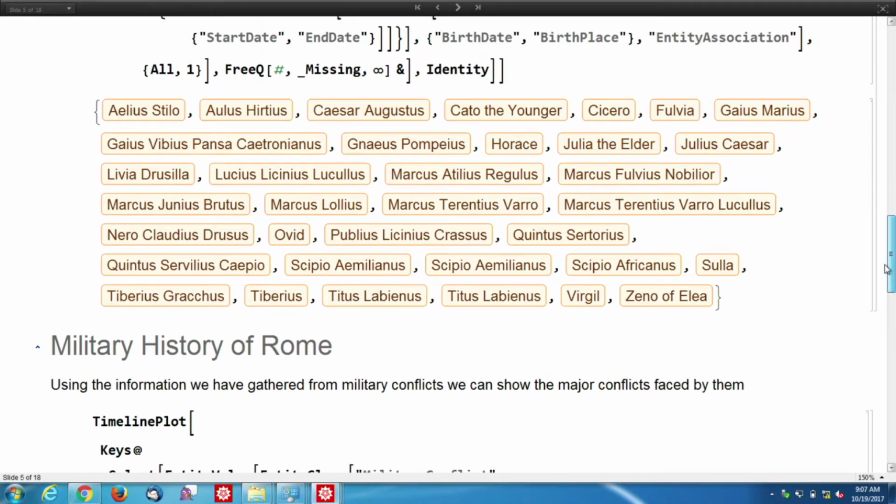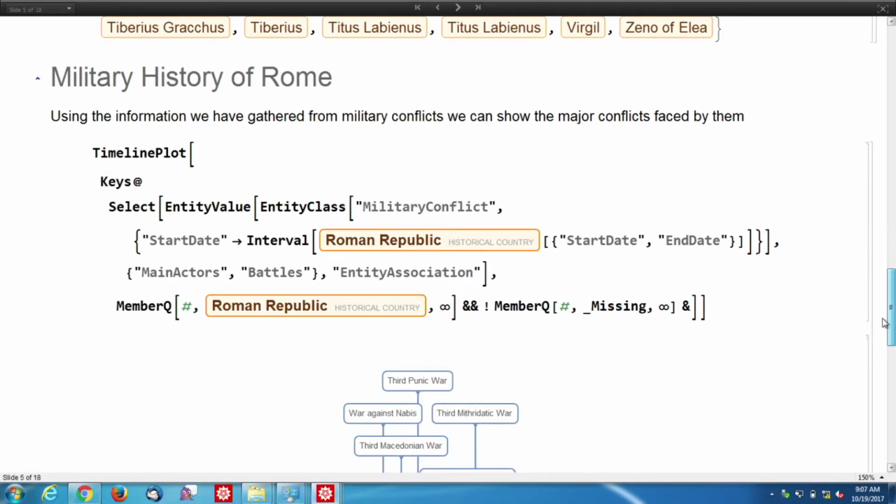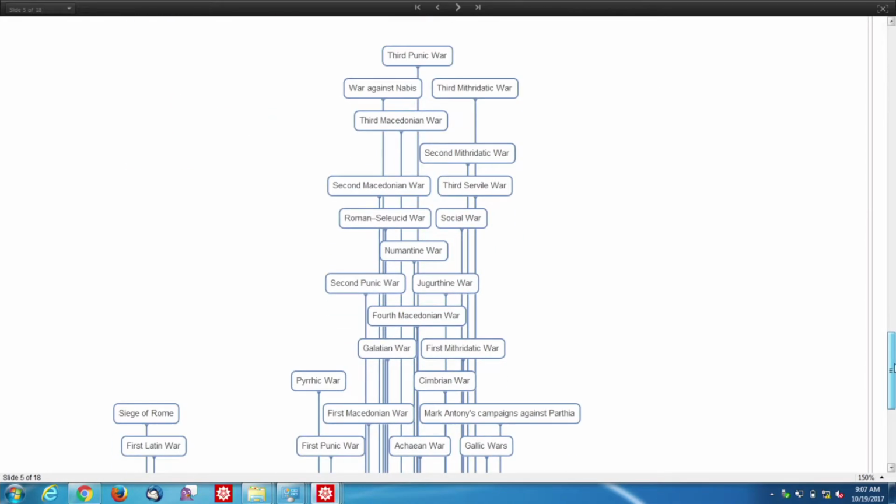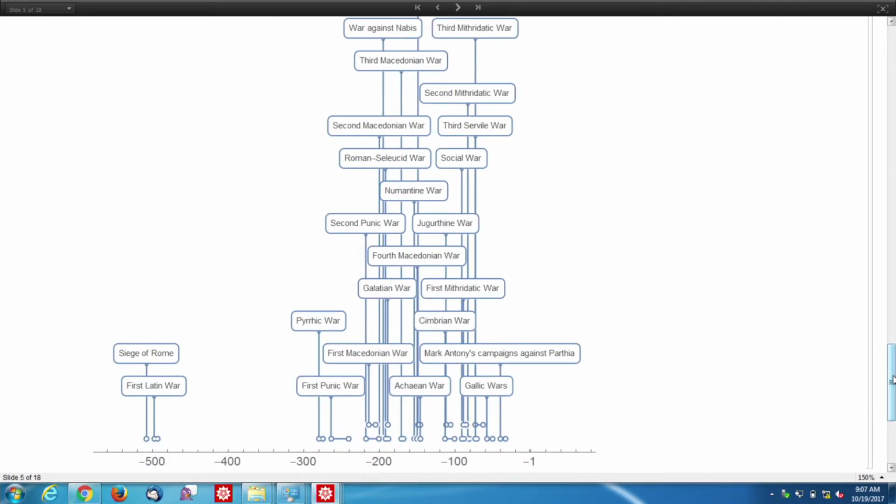These calculations are a bit complex, but we are trying to make a better interface for this. I told you at the beginning about the property main actors, which we can also call upon for all the battles that were fought by the Roman Republic and put them on the timeline. We can see here that this is basically the most belligerent era of the Roman Republic and marks the expansion of that nation.